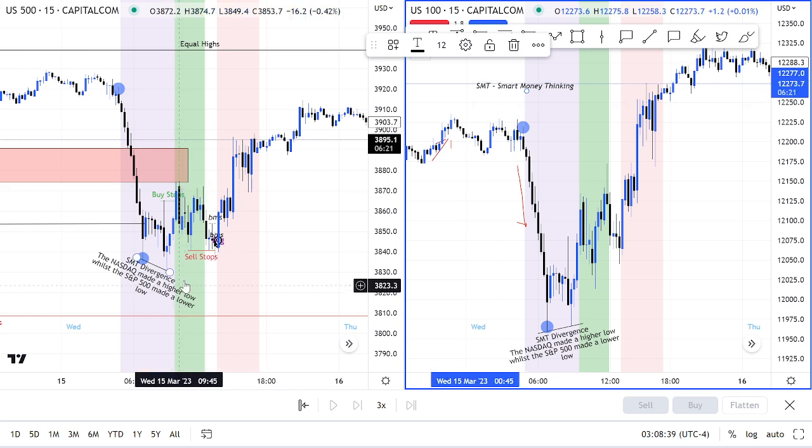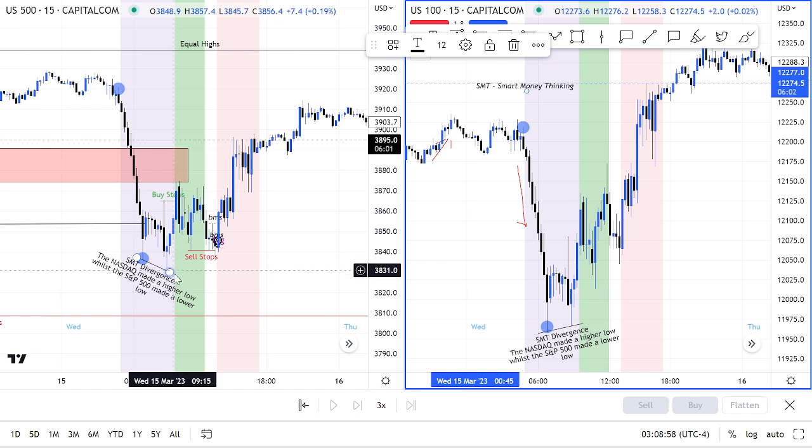A divergence is basically a cracking correlation. So these pairs, both US 500 and US 100, are very correlated. When one is making a higher low, the other one is making a higher low. If one is making a lower low, the other one is making a lower low. They're just moving basically at the same wavelength.